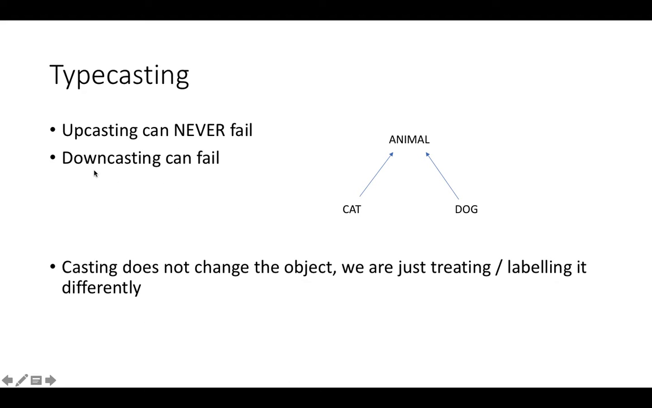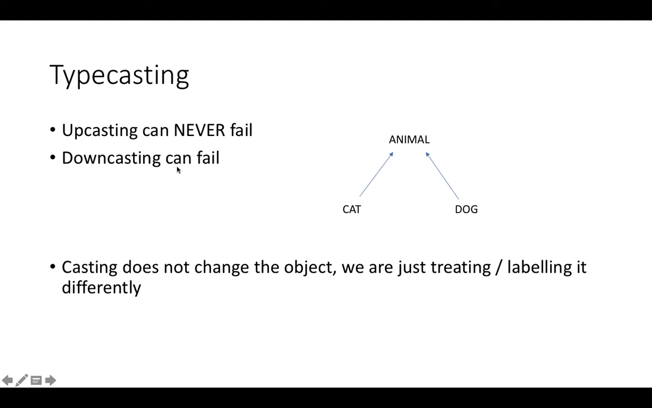Okay, so now let me bring you to these two bullet points over here. Upcasting can never fail. This is true because we are going from specific to general. A cat will always be an animal, and a dog will always be an animal. So upcasting can never fail. You can always treat a cat as an animal, and you can always treat a dog as an animal.